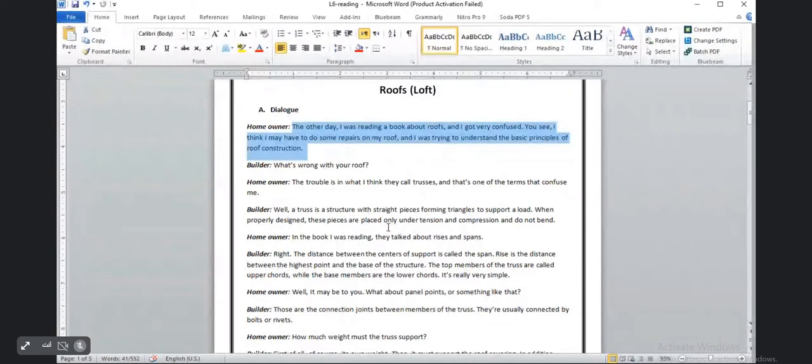So he got confused. I think I may have to do some repairs on my roof. The word repairs means maintenance. You say, I have some repairs on my car, on my roof, on my house, on my floor, for example, if you live in an apartment. So repairs means maintenance. This homeowner has some repairs on his roof, and he was trying to understand the basic principles of roof construction. So the homeowner would like to know what roof construction is, the principles of roof construction.